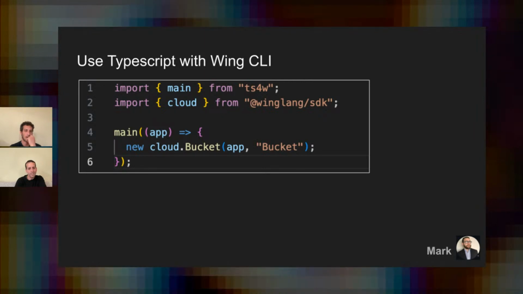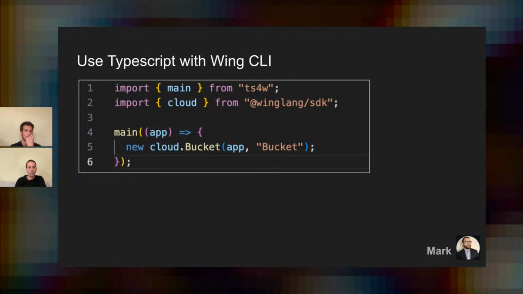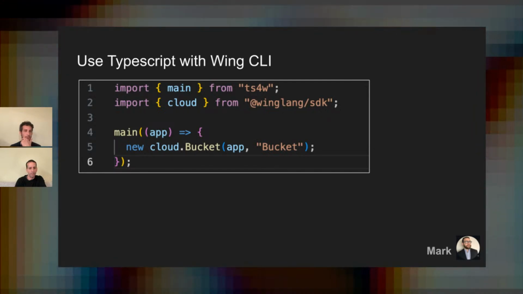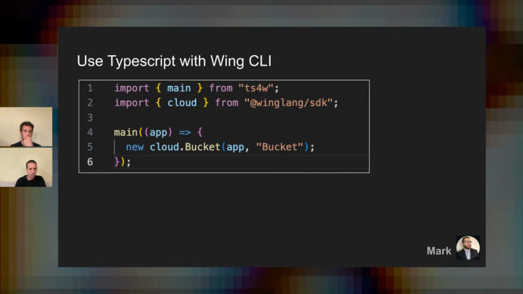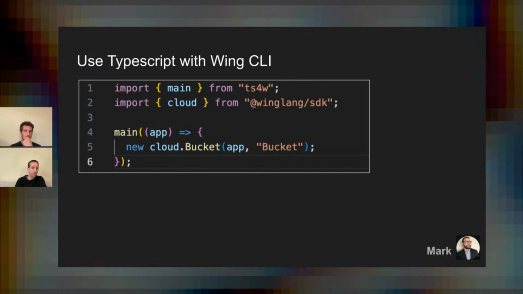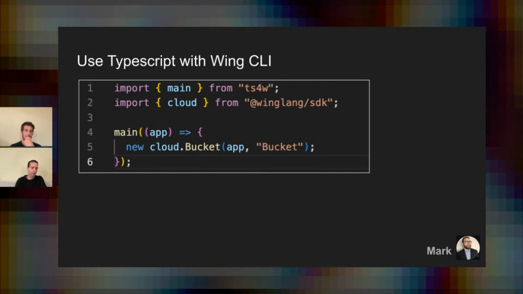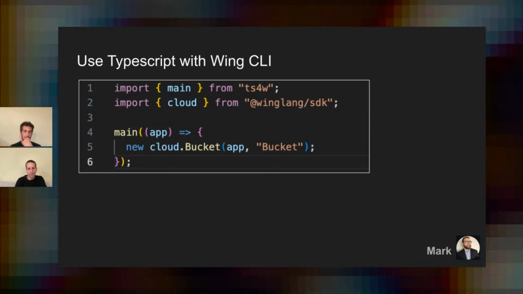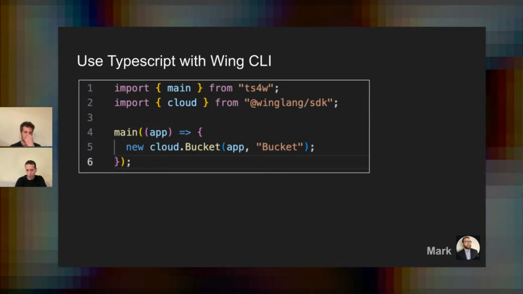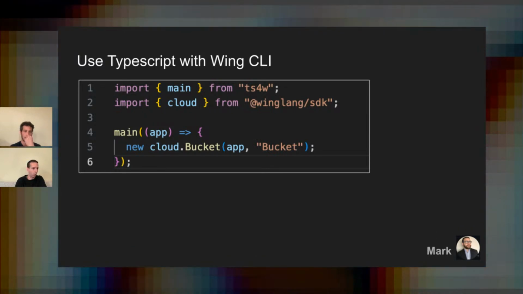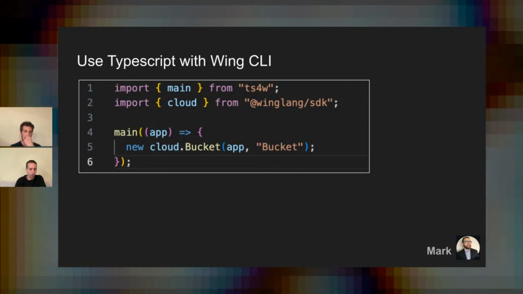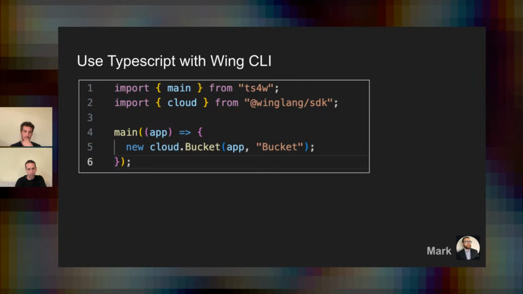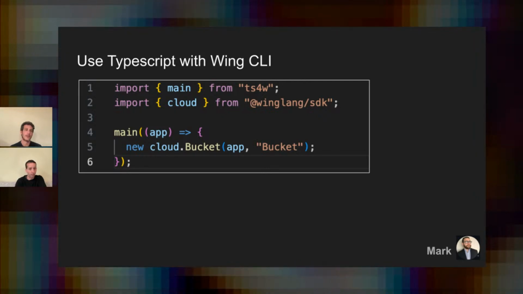You can see that the syntax, the developer experience that we are currently providing is that you have to write a main function that receives the app, and then you can write your code like here, new cloud bucket. And it's important to say that at this point, you can already use that to compile to simulator or to run it as a simulator or wing it. And then you can use the console, or you can also deploy that to the cloud.